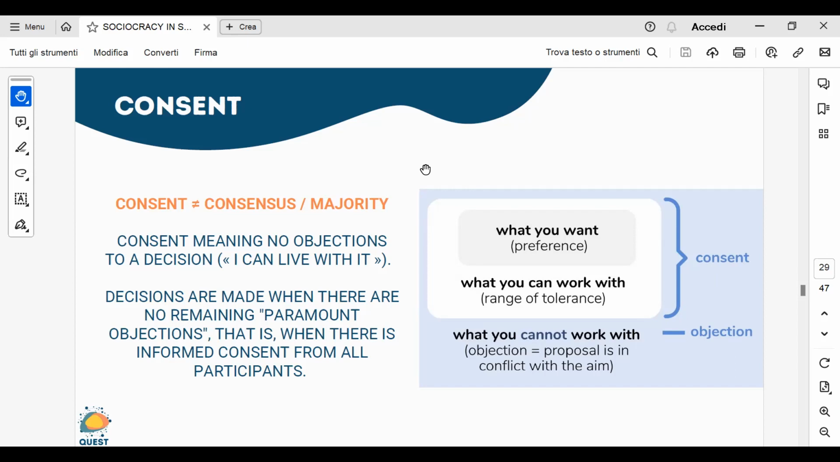So we have a range of tolerance. And then there is the objection. The objection is what we cannot work with, and therefore we say we object to a proposal.